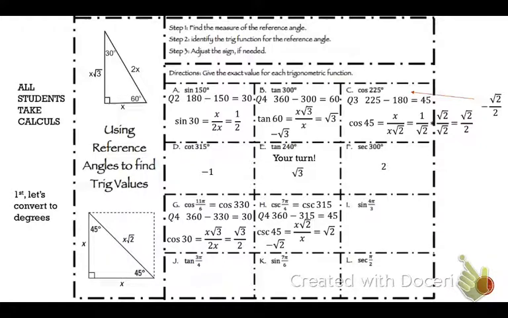Convert this one to degrees, so that's sine of 240. That's quadrant 3. So that's going to be 240 minus 180 equals 60. So sine of 60, opposite over hypotenuse, that's x square root of 3 over 2x, which is the square root of 3 over 2. Now that's in the third quadrant, so All Students Take, tangent is the only positive thing in that third quadrant. So sine is negative, and that's negative square root of 3 over 2.